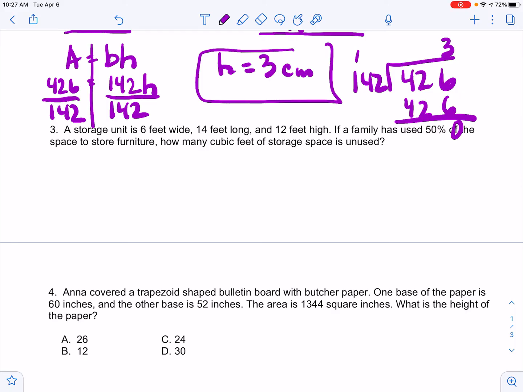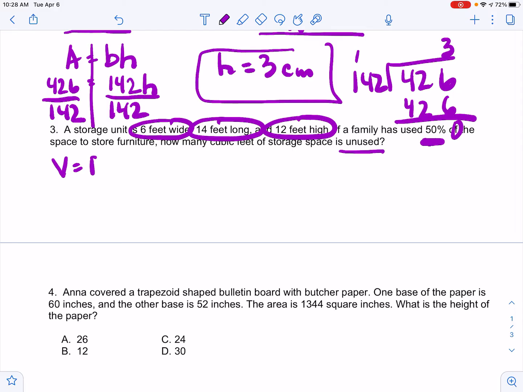Number 3. A storage unit is 6 feet wide, 4 feet long, and 12 feet high. If a family uses 50% of the space to store furniture, how many cubic feet will be unused? 6 feet wide, 14 feet long, 12 feet high, and they're going to only use 50% of it.